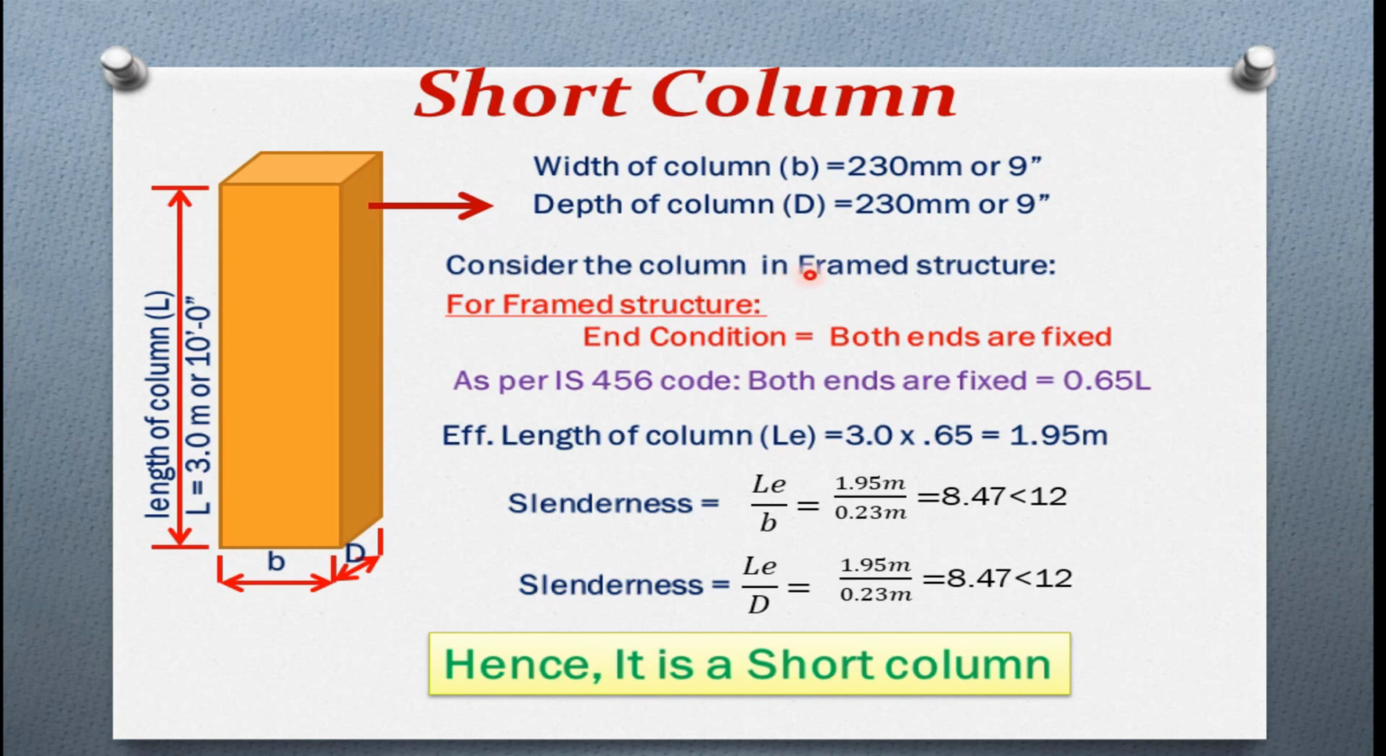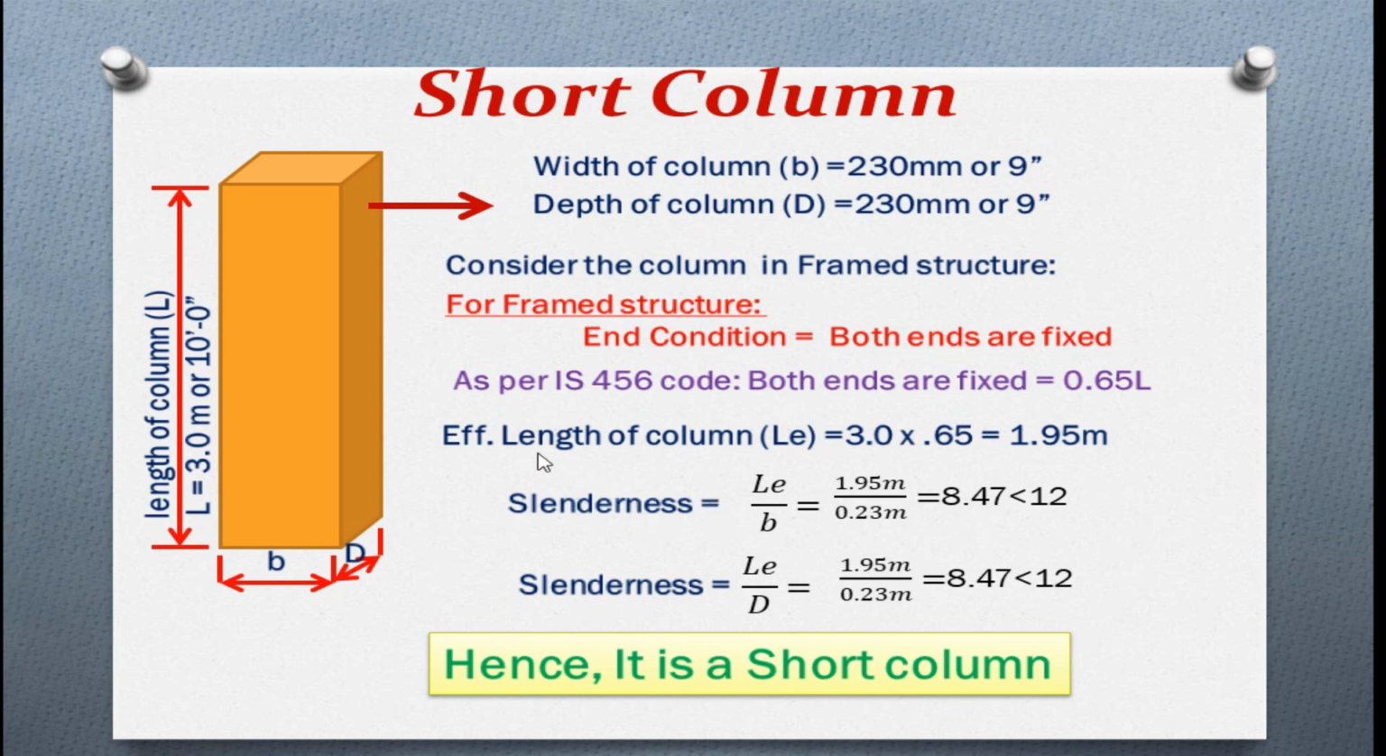So consider the column in a framed structure. Mostly the structure is a framed structure, so I am considering it as a framed structure. For a framed structure, the end condition is that both ends are fixed. We will not directly apply the length of the column in the slenderness ratio formula. We have to apply the end conditions first, then calculate the slenderness ratio.